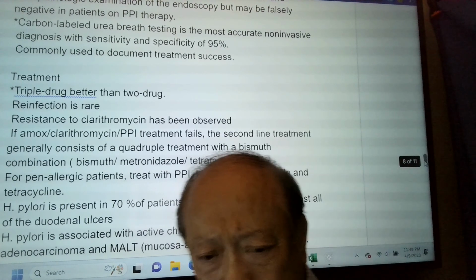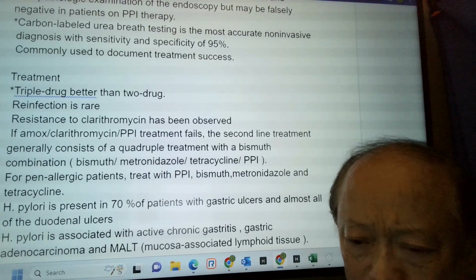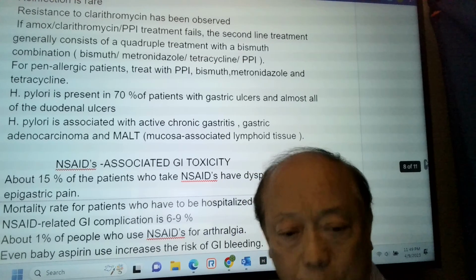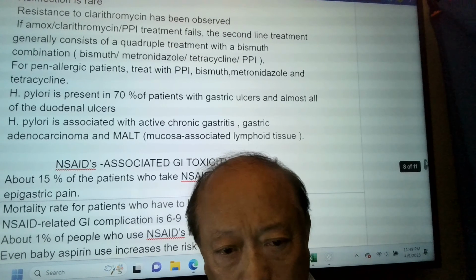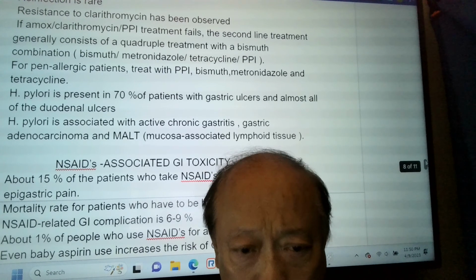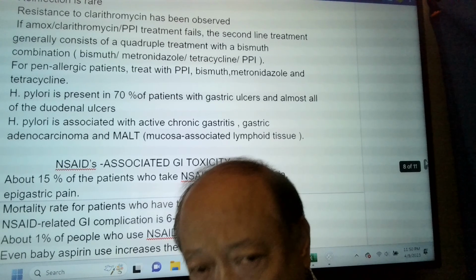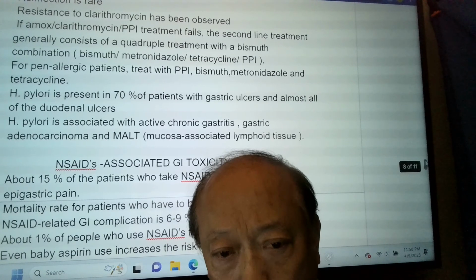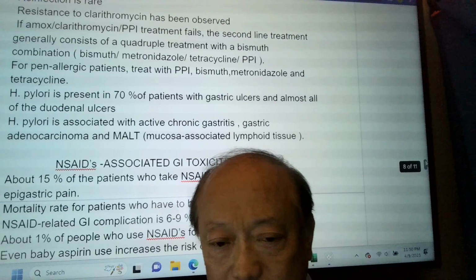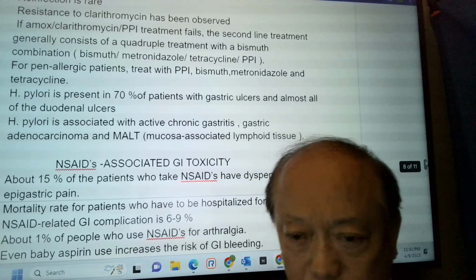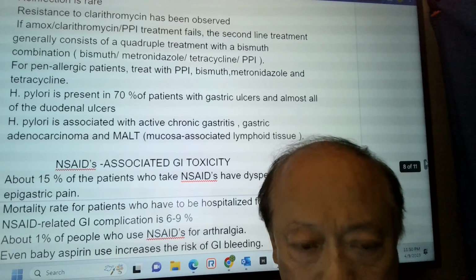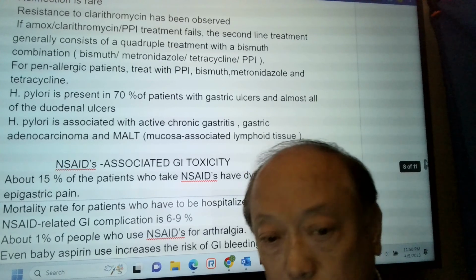H. pylori is associated with active chronic gastritis, gastric adenocarcinoma, and MALT. No, this is not the kind you drink. This MALT stands for mucosa associated lymphoid tissue. So H. pylori is associated with chronic gastritis, gastric CA, and MALT.